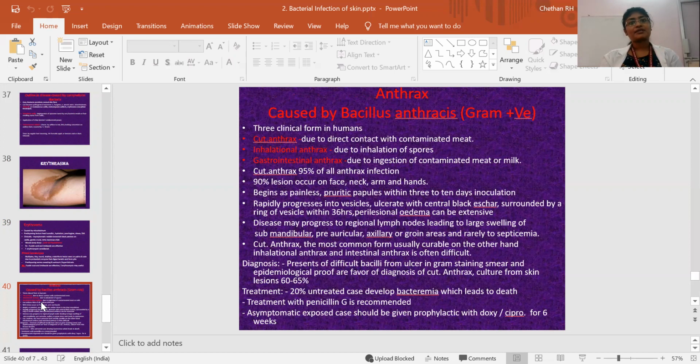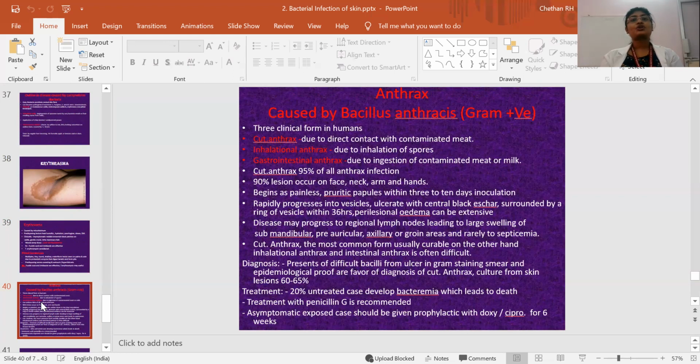Cutaneous anthrax constitutes 95% of all anthrax infections. 90% of the lesions occur on the face, neck, arms, and hands. It begins as painless pruritic papules within 3 to 10 days of inoculation. Rapidly it progresses into vesicles. It ulcerates with a central blackish scar, which is the hallmark of anthrax, surrounded by a ring of vesicles within 36 hours, and there will be perilesional edema. This disease may also progress to include regional lymphadenopathy, leading to large swelling of the submandibular, preauricular, axillary, or groin areas, and rarely it can lead to septicemia.